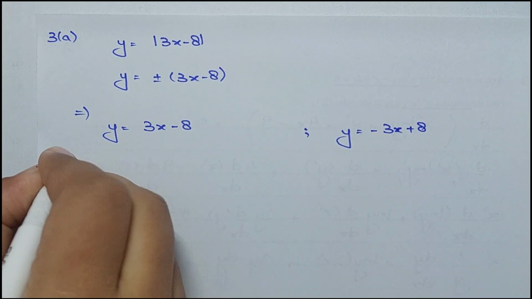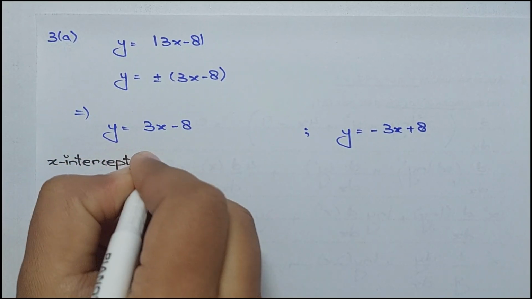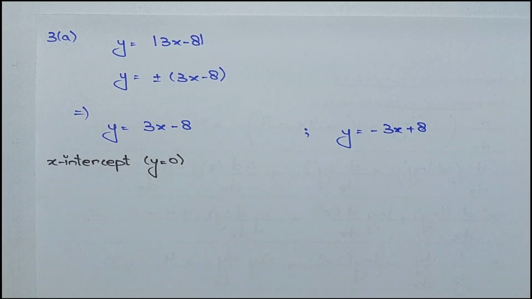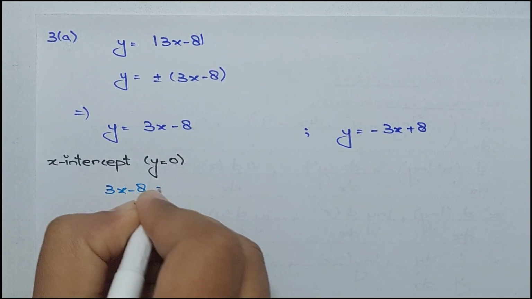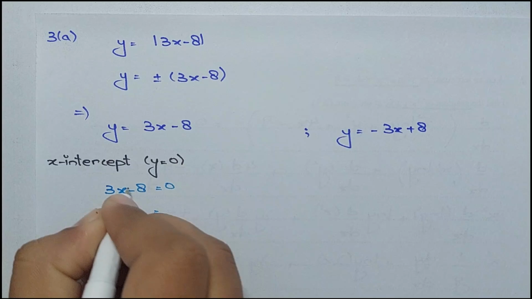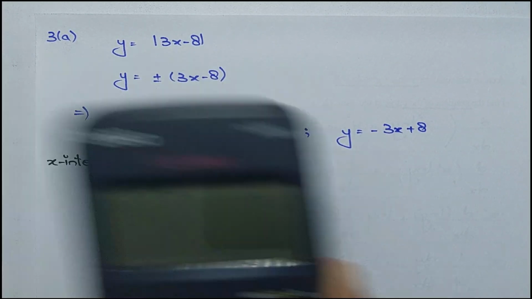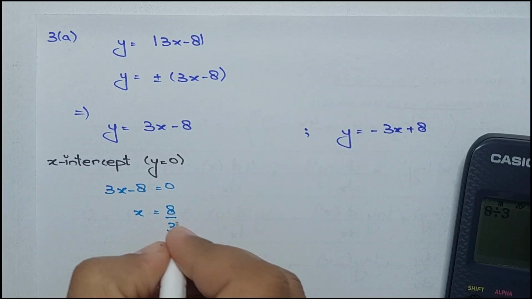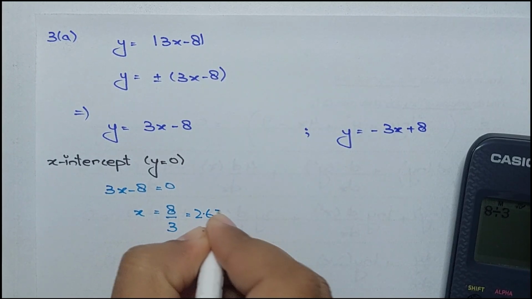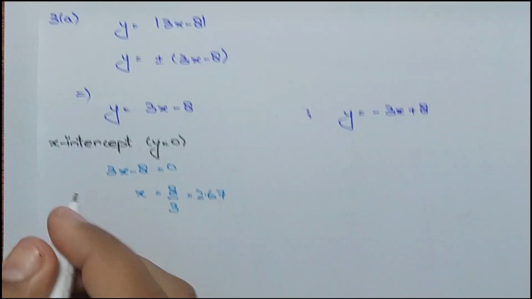So for x intercept, you have to put the variable y equals 0. When we put y equals 0, what is your x value? 3x minus 8 equals 0, and x value is shift the 8 on the other side, positive 8 over 3. And what is 8 by 3? 2.67. Okay, same. Find out the y intercept.